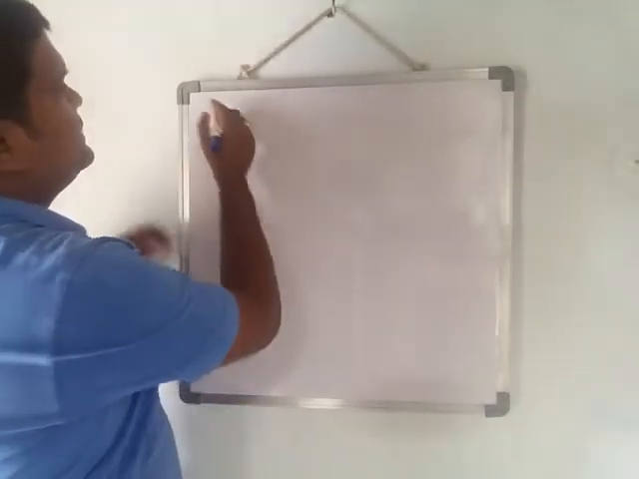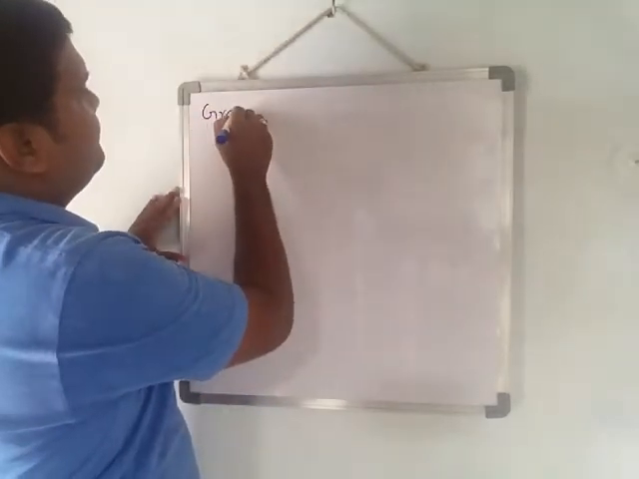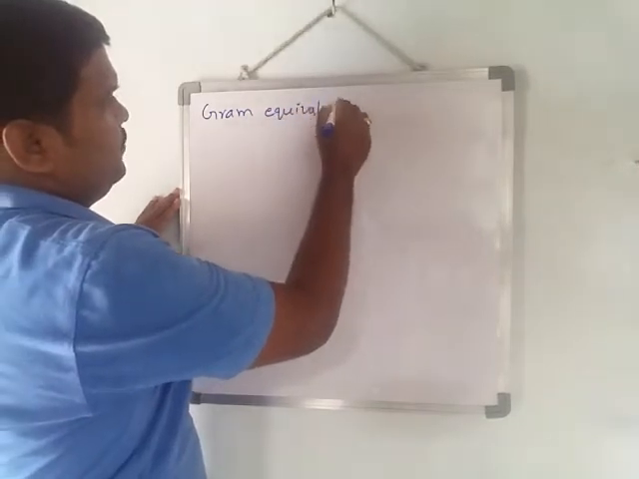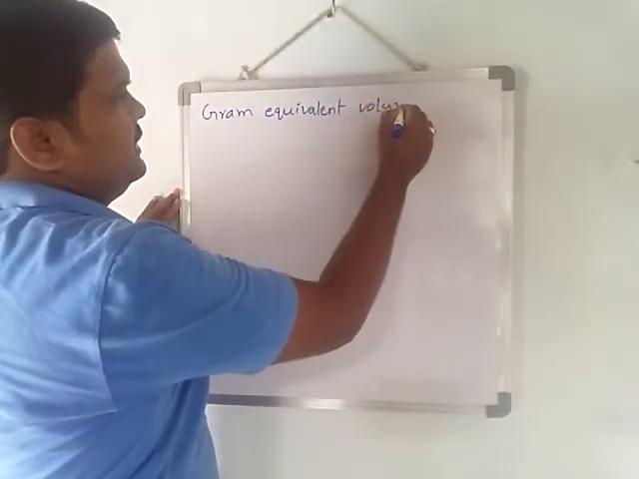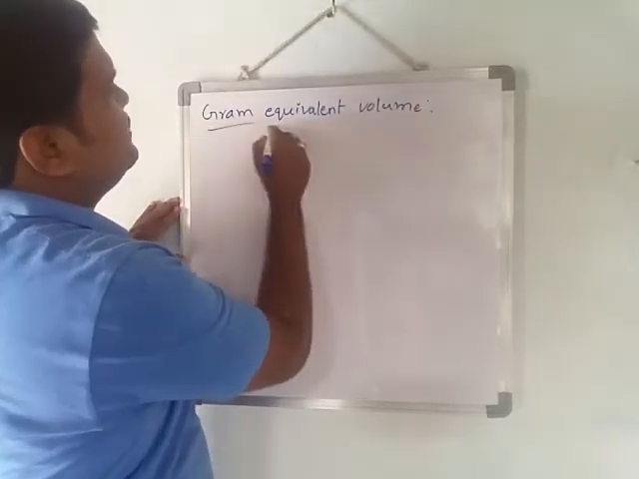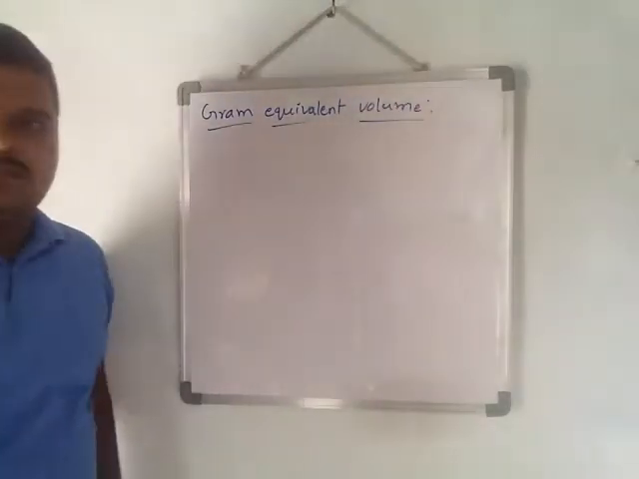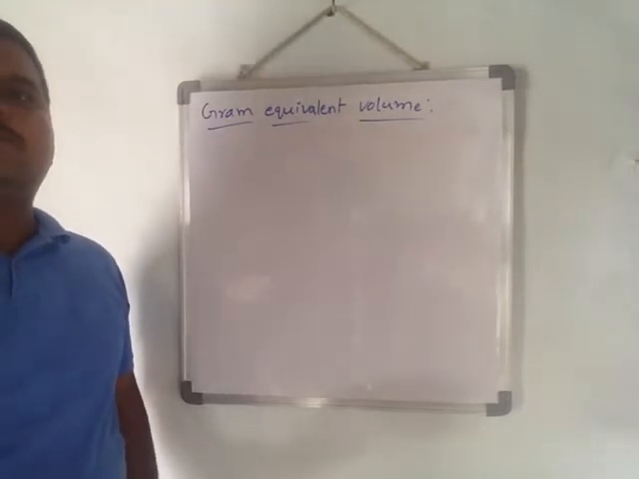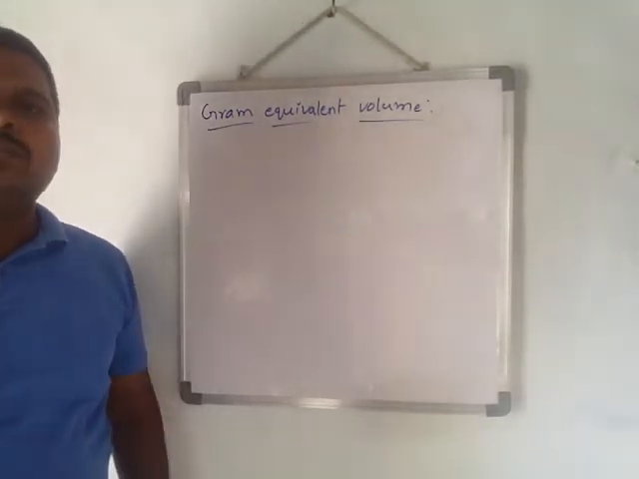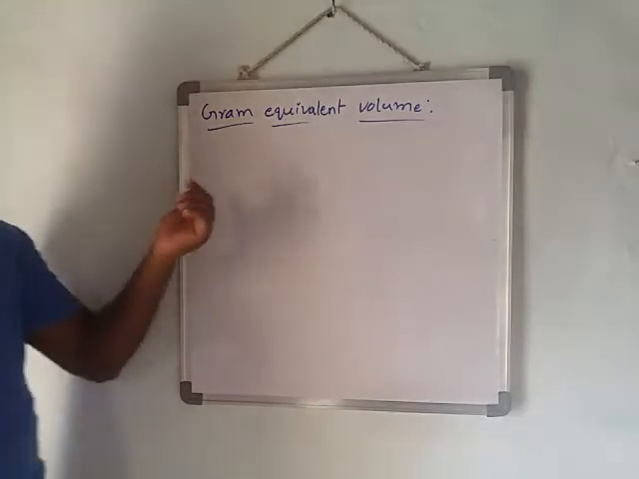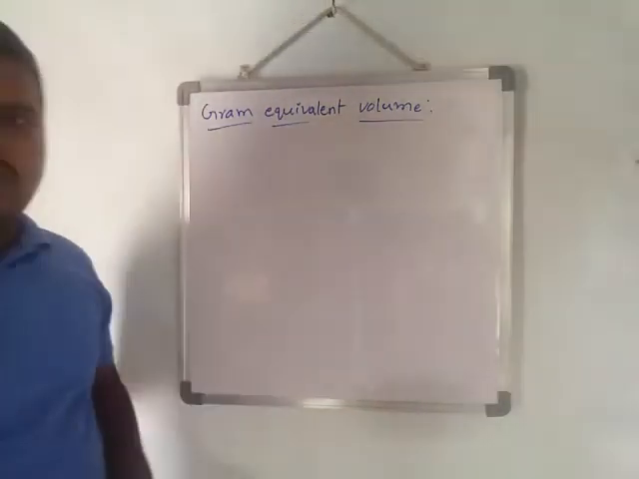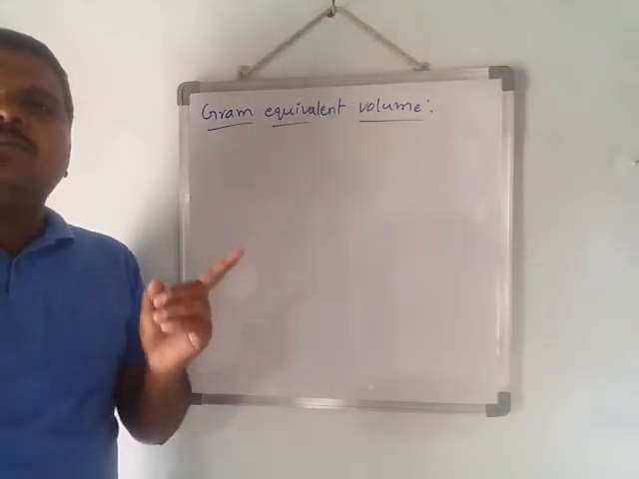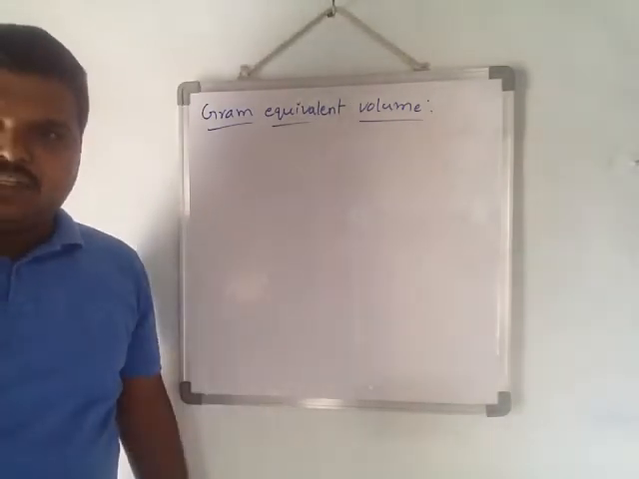Now we are going to discuss gram equivalent volume. So what is the gram equivalent volume? Generally for non-metals like gases, we will discuss this one. Okay, so what is the gram equivalent volume? The amount of gas liberated at STP conditions by passing 1 Faraday of electric charge.